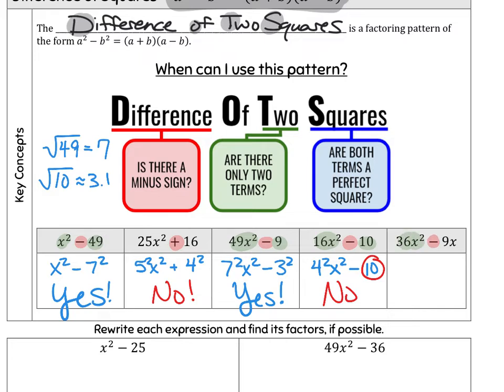Are they perfect squares? Yes. 36 is 6 squared, and then we have x squared, and then I'm going to subtract 3 squared, and then an x. Wait, are they all perfect squares? Yes. They both have the same variable, so this is not a perfect square, but this does have a GCF.